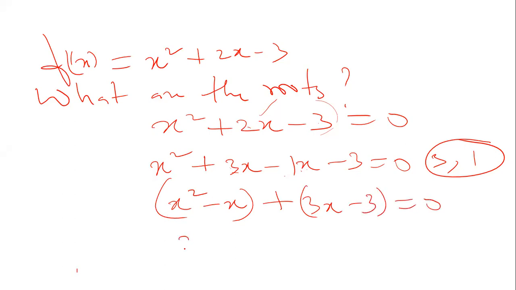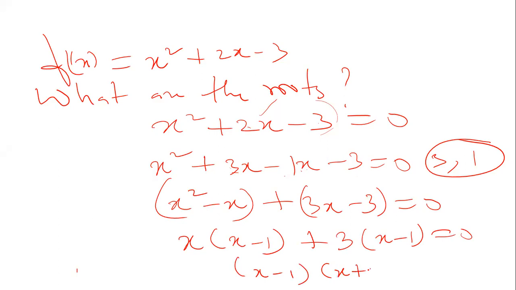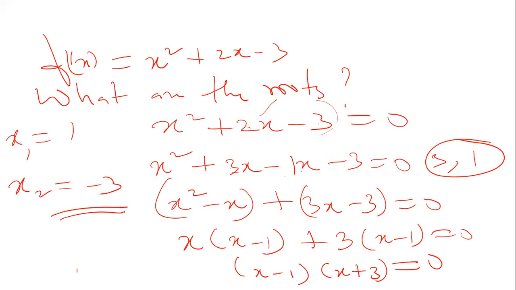So if you take x as a common factor here, x minus 1, plus 3 as a common factor, x minus 1 equal to 0. So this will be x minus 1, x plus 3 equal to 0. Now what are the roots here? The two roots are x1 equal to 1 and the second root x2 equal to minus 3.